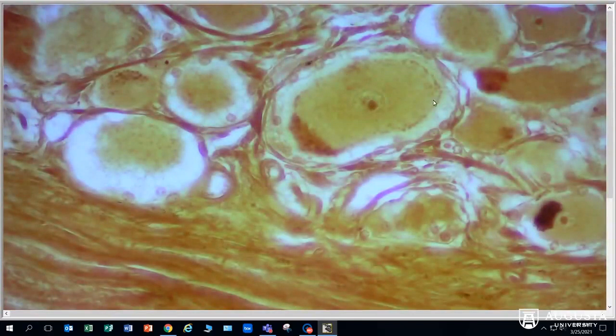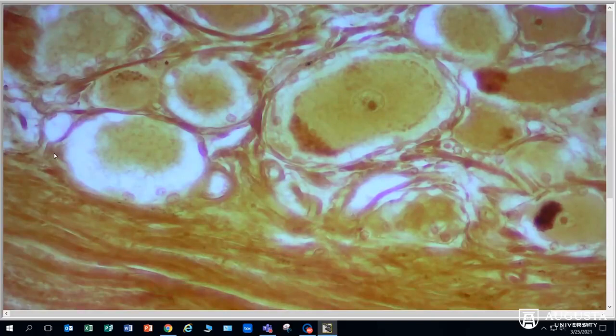Here we see the cell body of a peripheral neuron. And again here, we can see that the cell body seems to be surrounded by a series of nuclei, where here's the nucleus of the neuron. This is the nucleolus of that neuron. And here we see that the neuron cell body is surrounded by a series of nuclei.